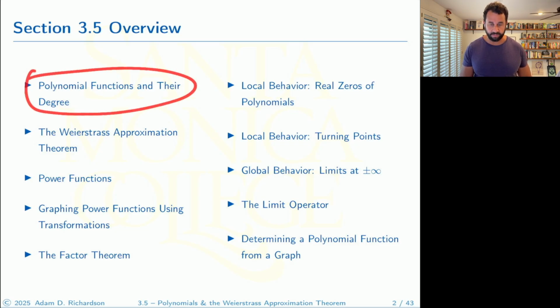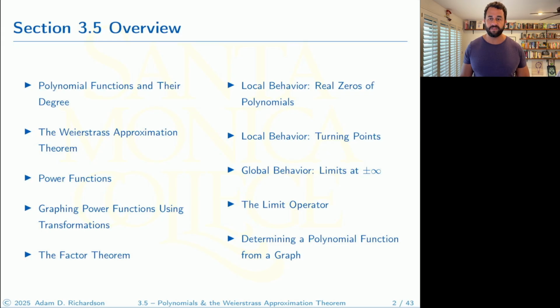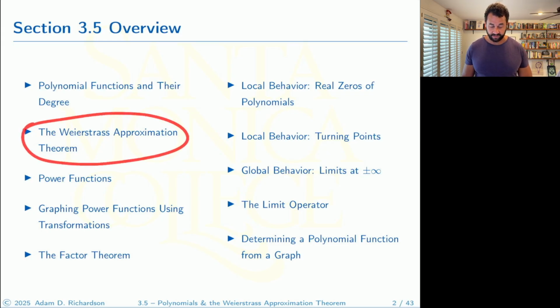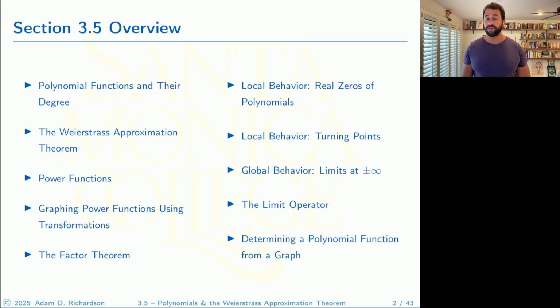We're just going to talk about what polynomial functions are. We're going to define them, define the degree of a polynomial. Then we're going to talk about the Weierstrass Approximation Theorem. I will give you an example of it. You'll actually see another example in the activity for this section, and you will see many, many examples in Calculus 2. We'll talk about power functions, which are kind of the building blocks of polynomials. They're essentially just functions that have larger exponents, that's all. We'll talk about graphing power functions using transformations.